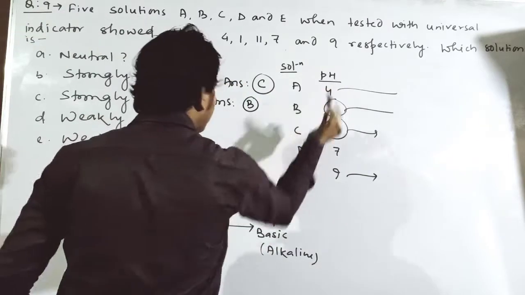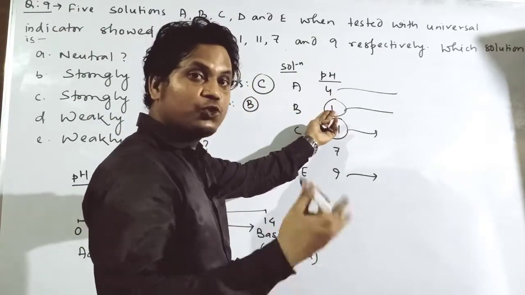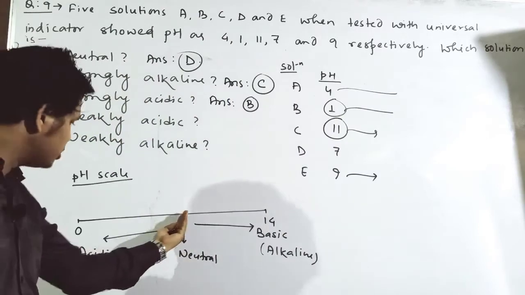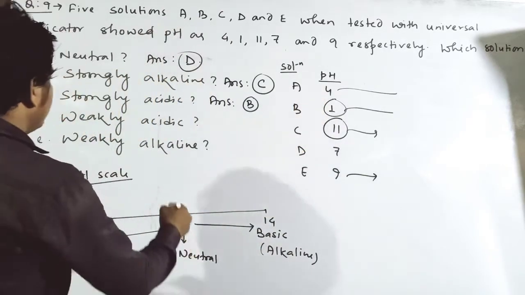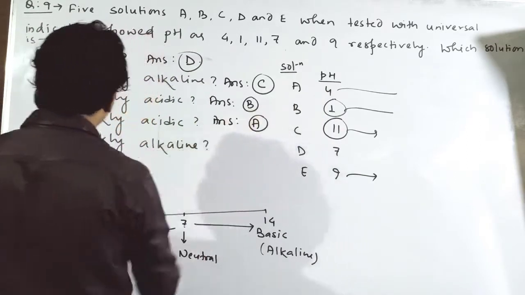Weakly acidic. Acid is either 1 or 4. B is the stronger acid. Why? Its pH is very, very low, so it is more strongly acidic. The weaker acid will be A. So weakly acidic will be A.